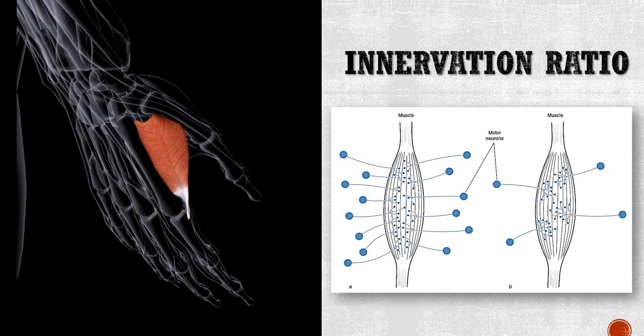So muscles that are involved in very refined, very precise motor activities tend to have a higher innervation ratio, in that there are more motor neurons innervating the muscle, whereas larger force-producing muscles are generally going to have a lower innervation ratio, like the vastus lateralis.